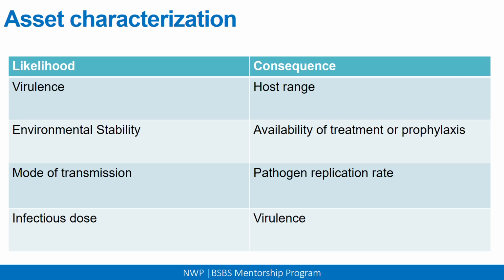Availability of treatment or prophylaxis. If an agent or a pathogen has treatment, it means that if you get sick or infected with it, you can quickly take medication and get better. But if it doesn't have treatment, you are going to have a very severe disease from it. And if you have a very severe and prolonged disease, you can transmit it to other people. Therefore, me as an adversary, I would rather have this one which has no treatment.